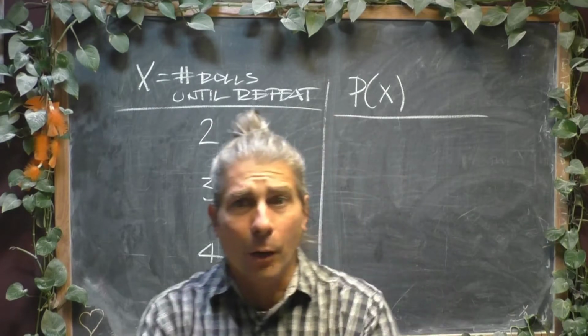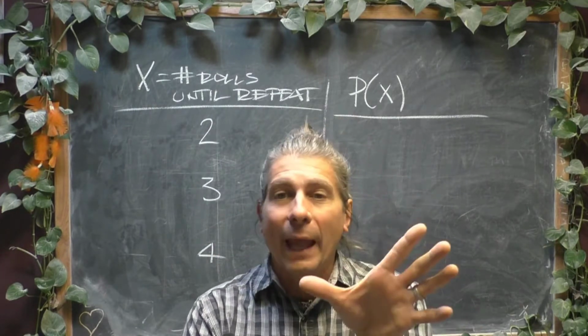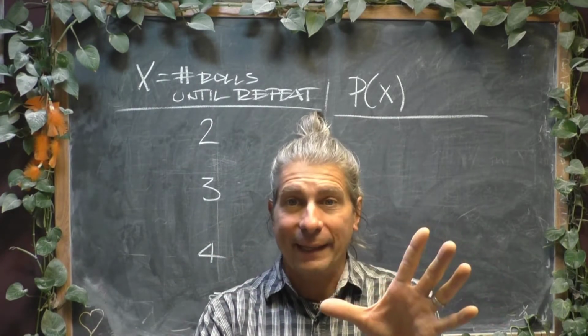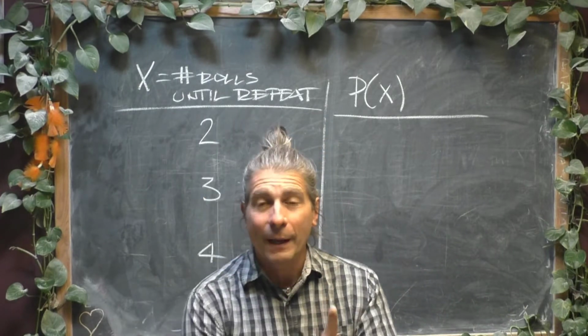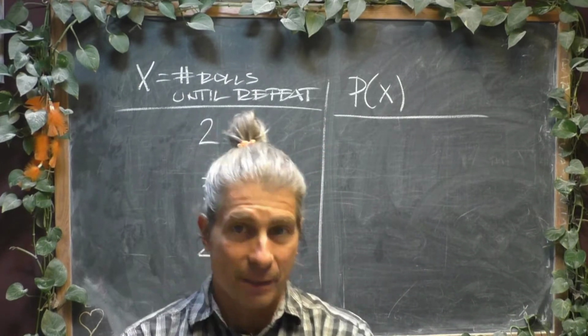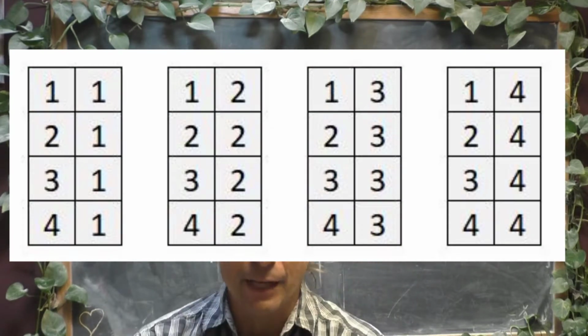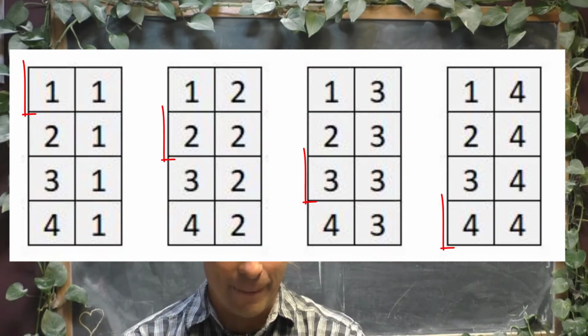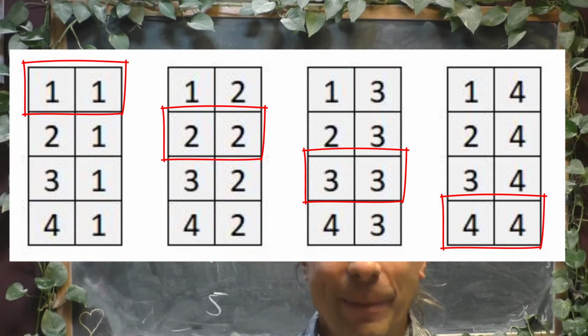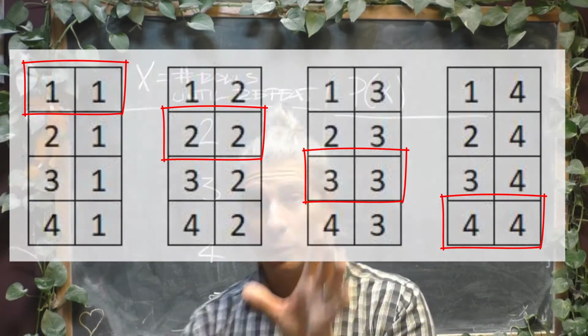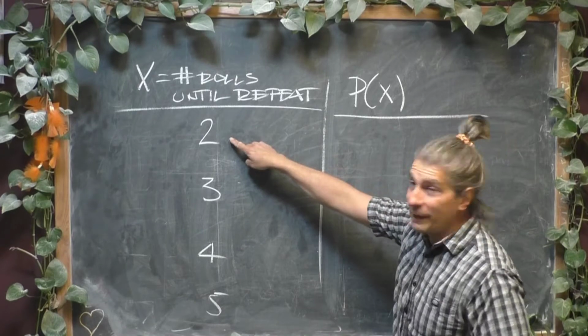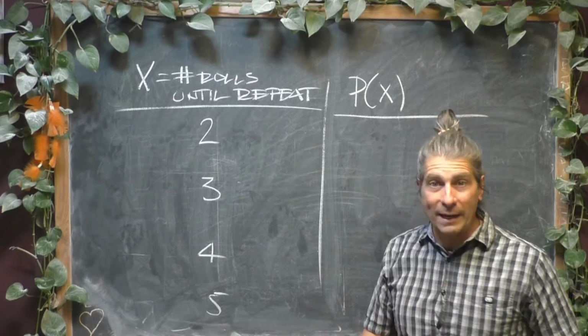Now, some of you are sitting there going, I've never heard of that before, and that's okay. We don't have to look at it that way. But if you have seen it before, you know these are the 16 possibilities, which means you can look at all 16 and realize that there are 4 of them that have a repeat. So the probability for this should be 25%, 4 out of 16.